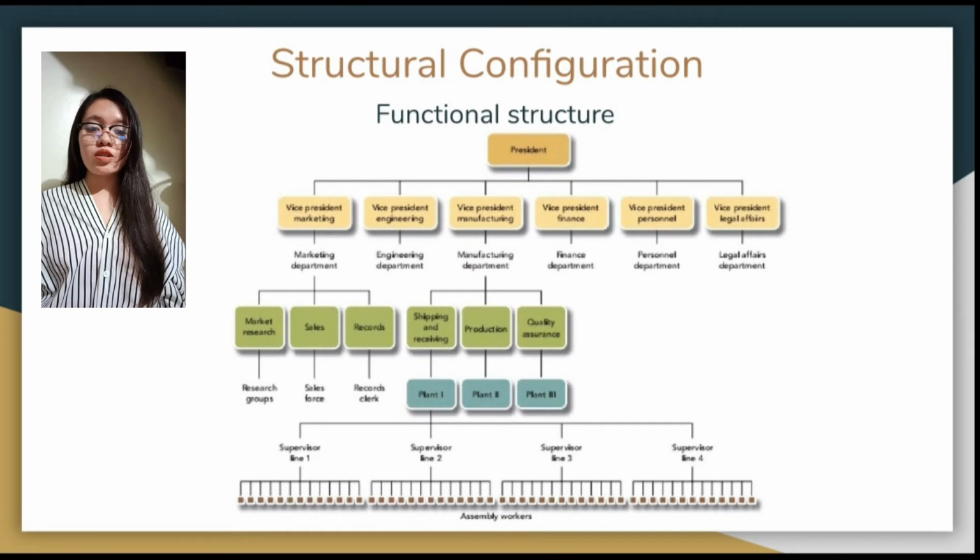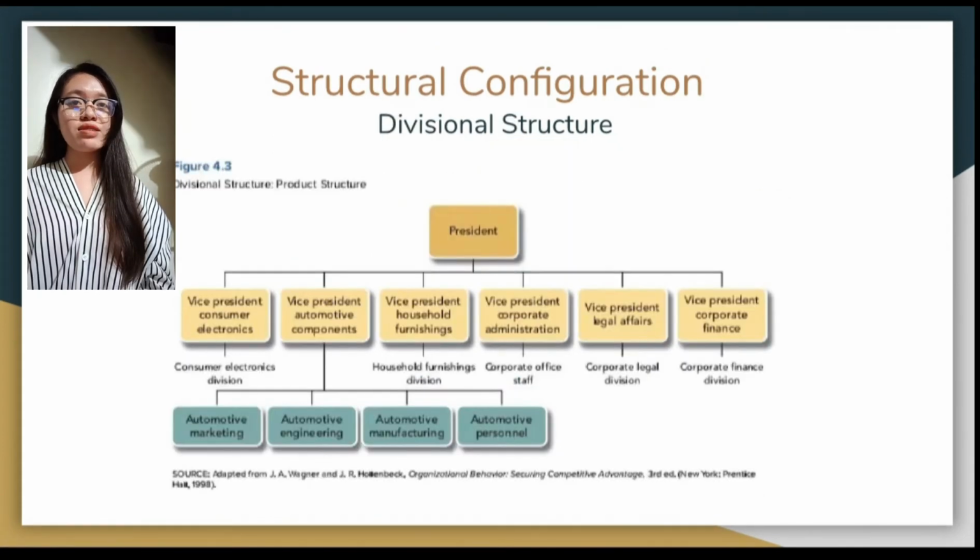The people on the chart have a special task, and it starts from the president up to the supervisor. On the other hand, divisional structure combines a divisional departmentalization scheme with relatively low levels of centralization. So units in these structures act almost like separate, self-sufficient, semi-autonomous organizations.